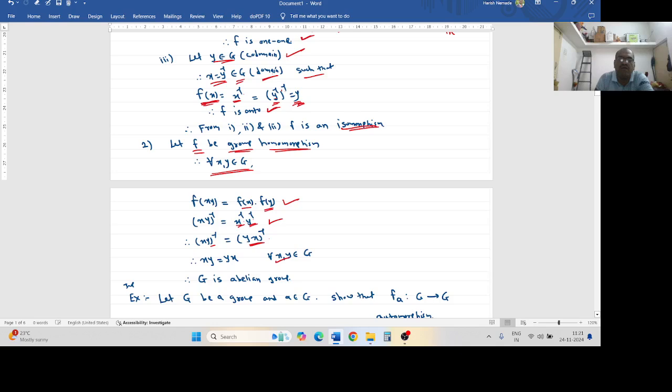Apply inverse on both sides. So therefore we get x into y equal to y into x. So therefore the given group is abelian.